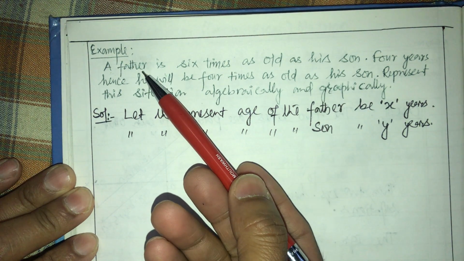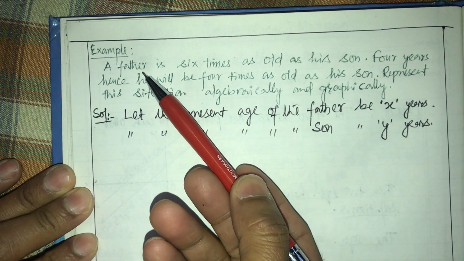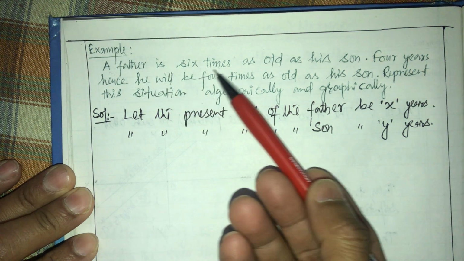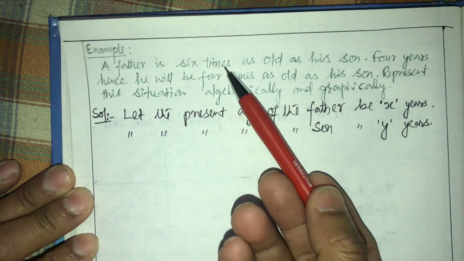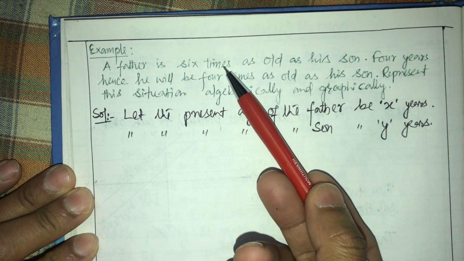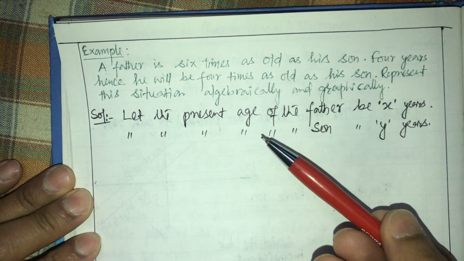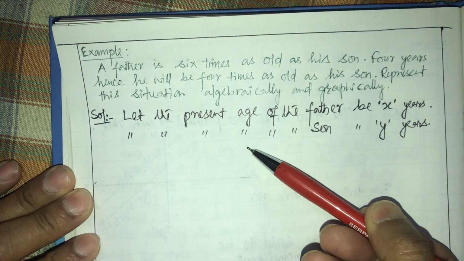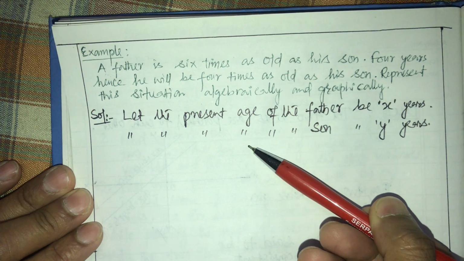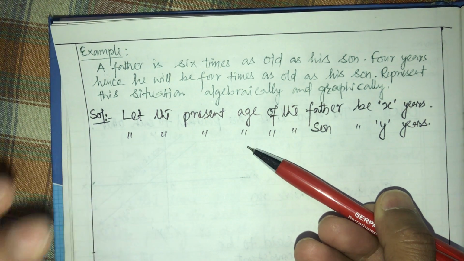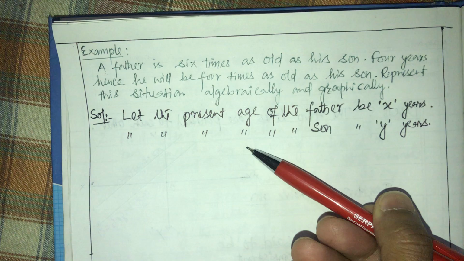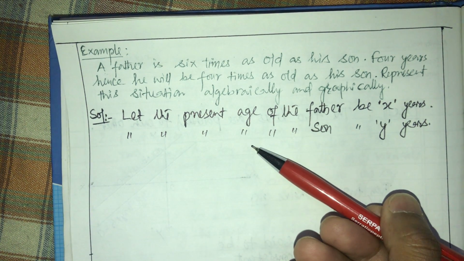The age of the father is 6 times more than the age of the son. That's the meaning: 6 times. 6 times means you need to multiply by 6 the age of the son. For example, if the son is 5 years old, then the father will be 6 times older than the son. So 6 times 5 is 30. So the age of the father will be 30.